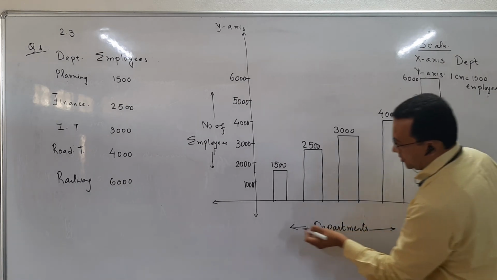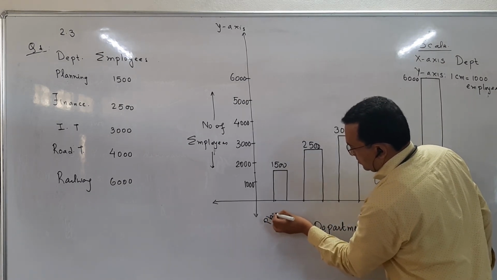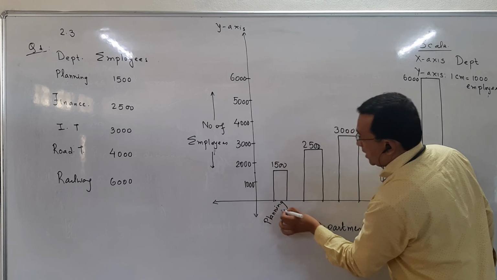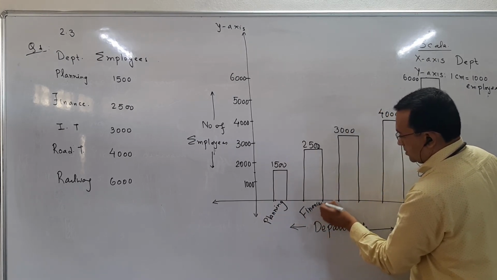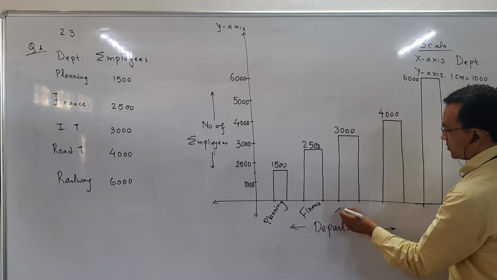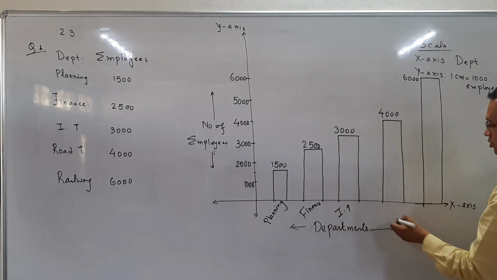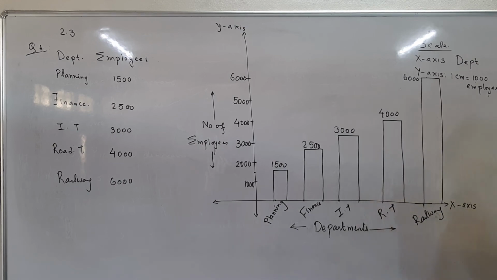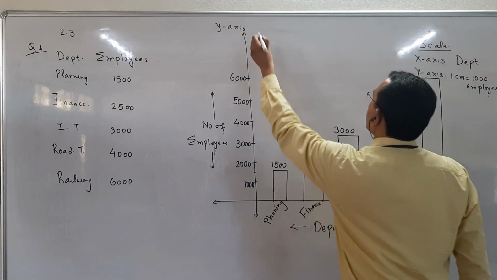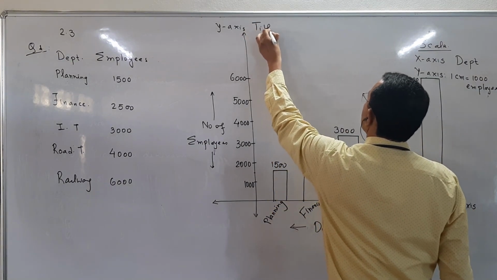The first department is planning, like this. I am writing in short. Second is finance. Third is income tax. Fourth is road transport. Last is railway. This way, students, you have to write. Clear? Then comes the title, which I am not writing.